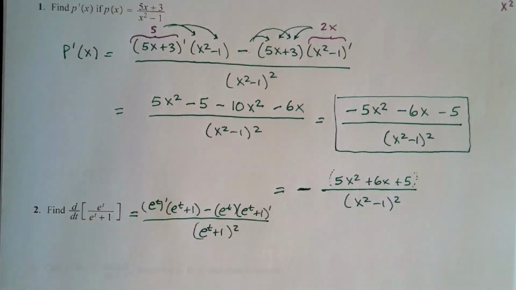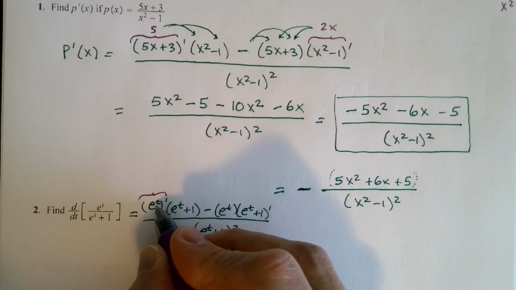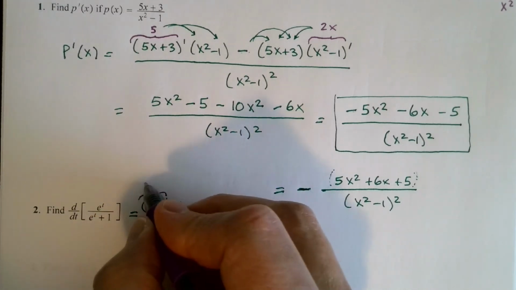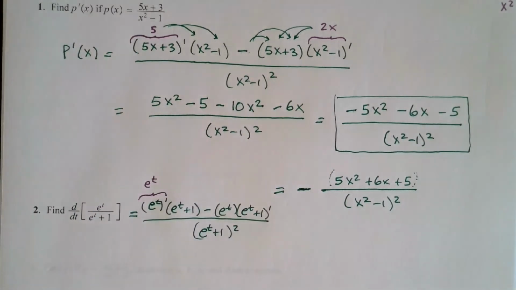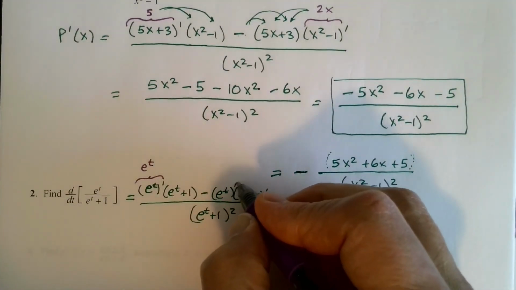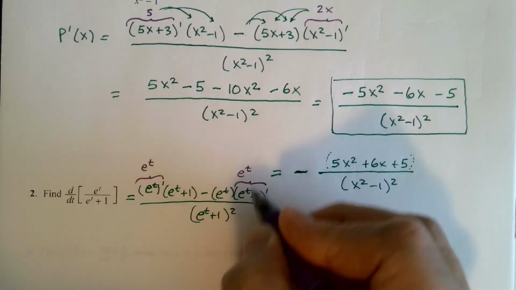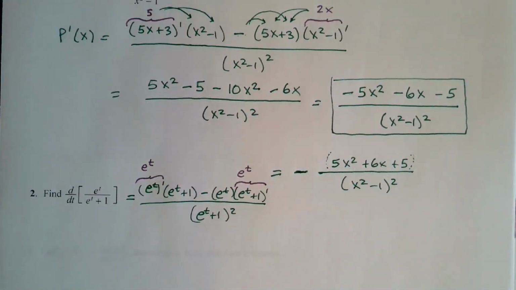squared. Now, the derivative of e to the t, what's that? Notice it's e to the t, e to the variable, t is the variable. We know that's just e to the t. That's the easy derivative, right? The derivative of e to the t, the exponential function, is e to the t. Derivative of 1 is 0, so I just get e to the t for the derivative there.